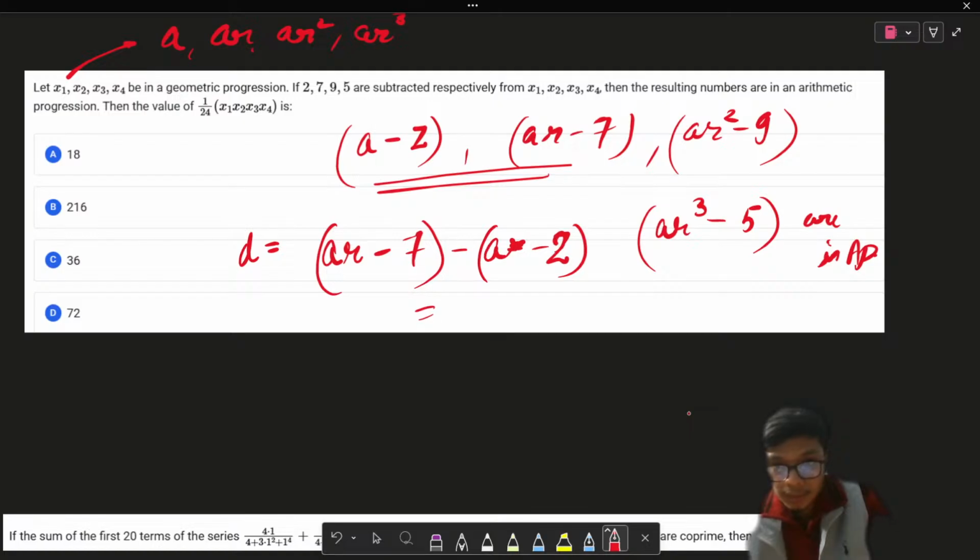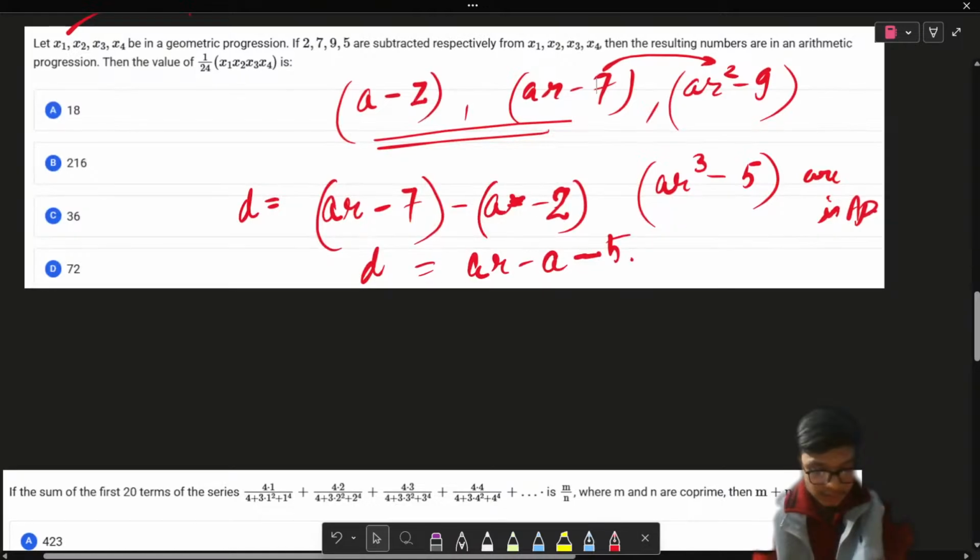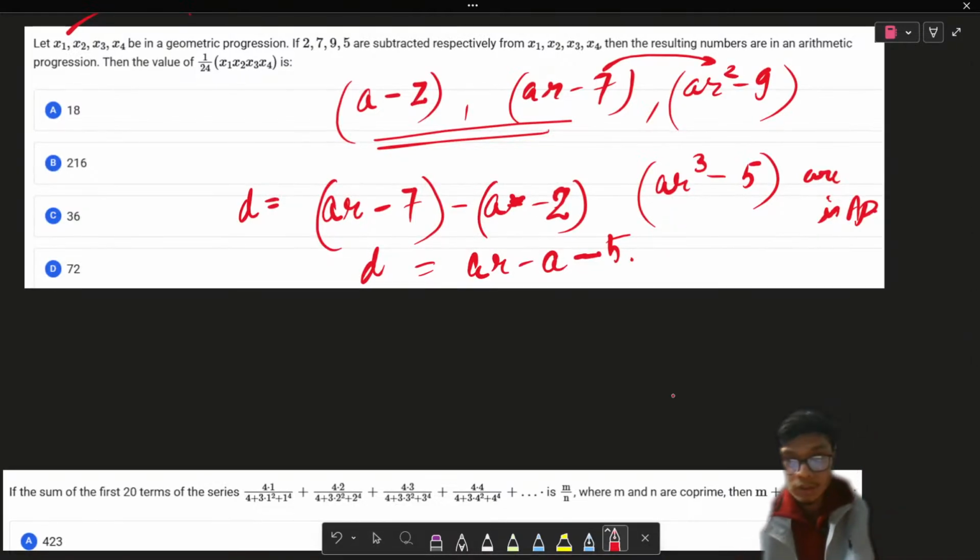Which is going to be AR, so this is 9 actually, right? Oh no, sorry, 7. AR minus 7 minus (A minus 2), so that is going to be AR minus A minus 5. So we'll have the common difference as AR minus A minus 5, right? Now similarly, you find the common difference from the other two terms and equate it with this. So on simplifying, we'll have one equation and another equation from the other part.